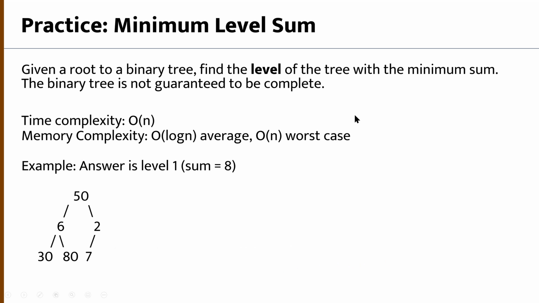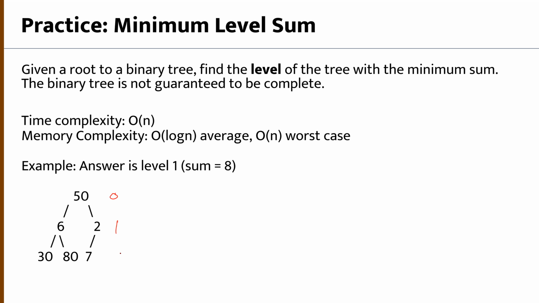So let's go through another practice problem. Given a root to a binary tree, find the level of the tree with the minimum sum, and the binary tree is not guaranteed to be complete. So the time complexity for this should be O of n, and the memory is log n average or O of n worst case. And so if we have this example tree right here, the answer is level 1.